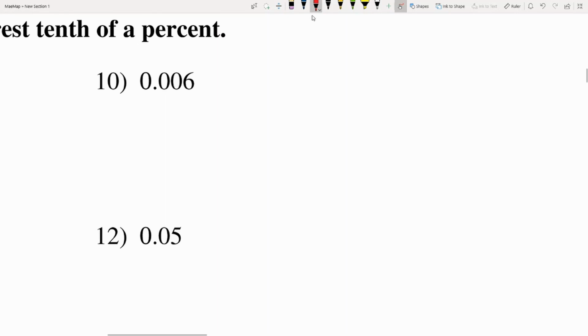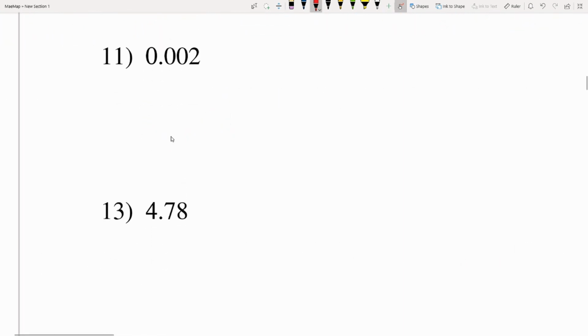For number 10, moving the decimal 2 to the right, we're going to go 1, 2, and place it here. So it's unnecessary to say 0.6%. We'll drop 2 of those zeros off the front because they do nothing to the value of our number. So this is 0.6%.